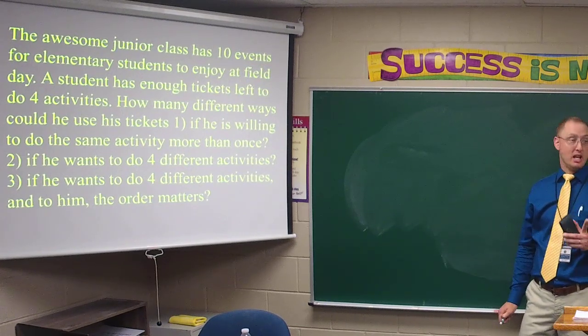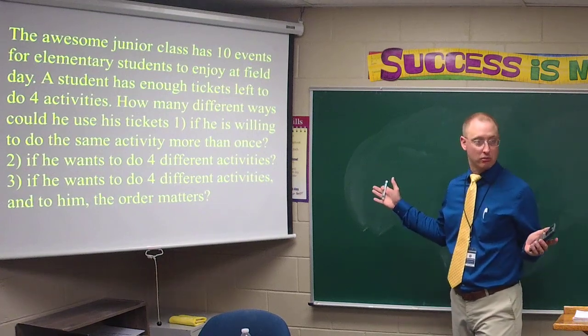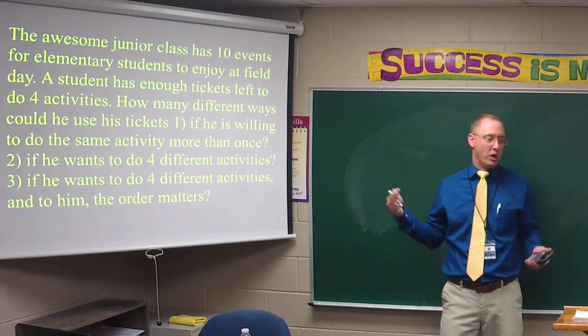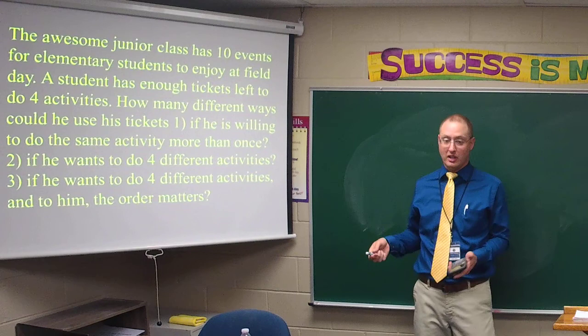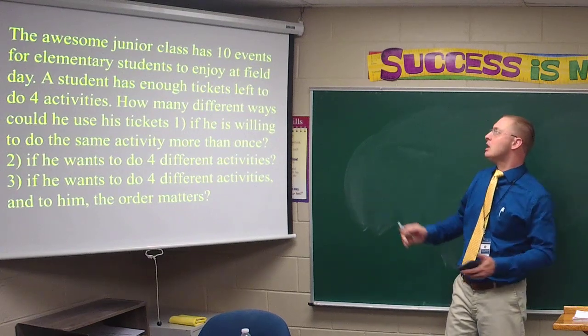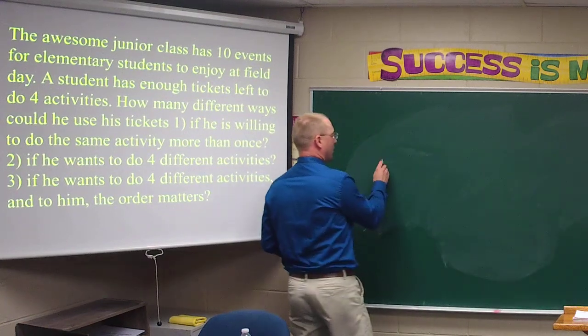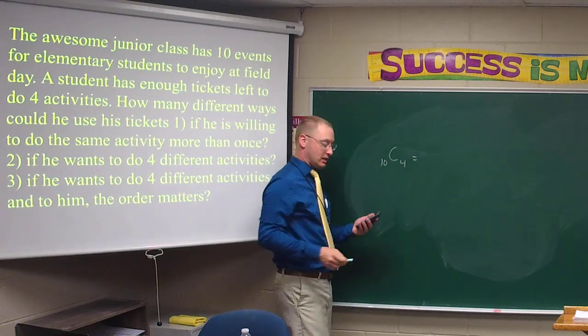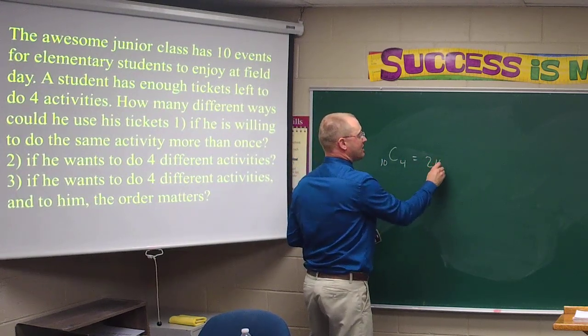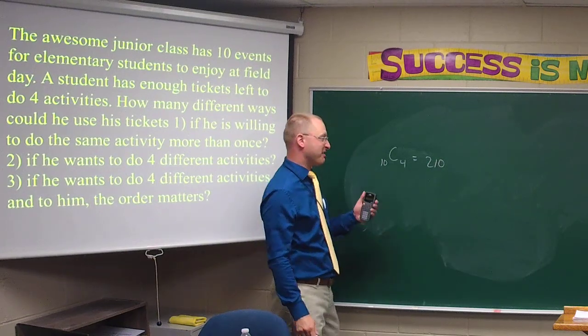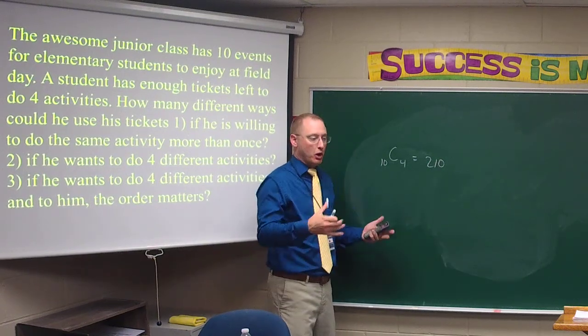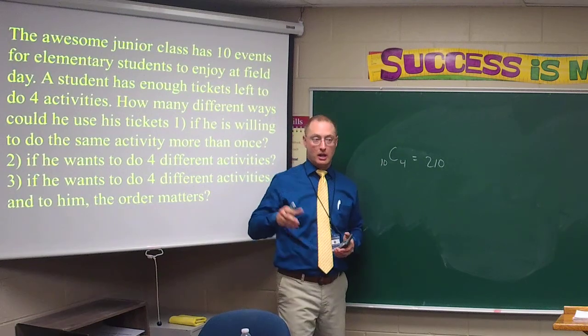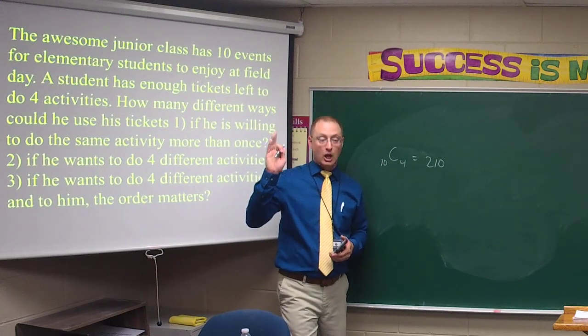Here's a combination, right? There's 10 activities, right? He's going to do 4 of them. Doesn't really matter what order he's doing them in necessarily. Doesn't at least seem to indicate that. So just a combination of 10 events, and he's going to choose 4. And so how many ways could he spend his tickets, class? 210 different ways, 210 different combinations, if you will, of 4 activities he could choose from. Look at the last part.